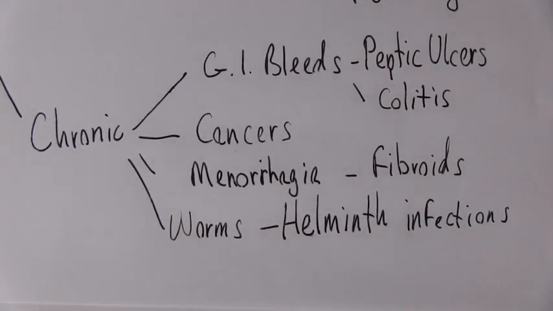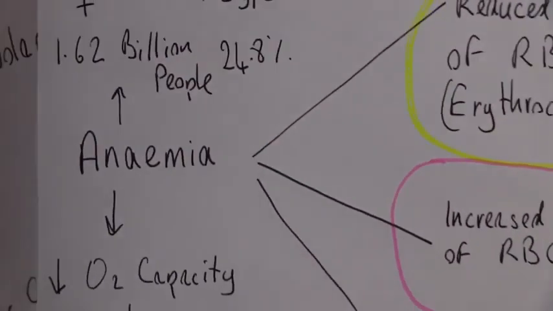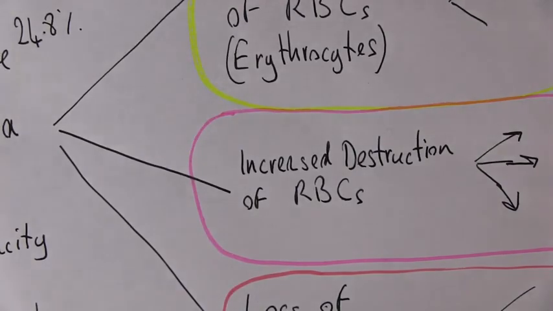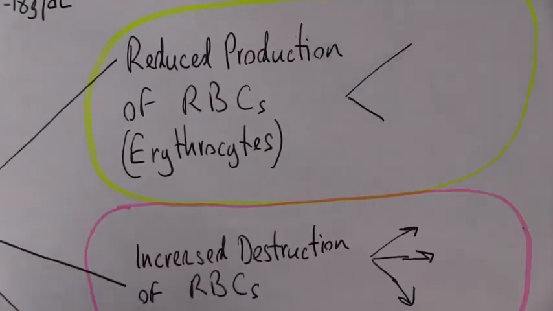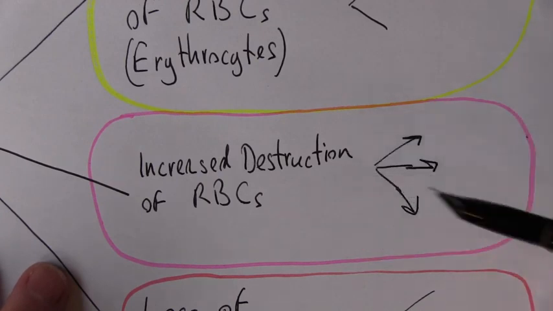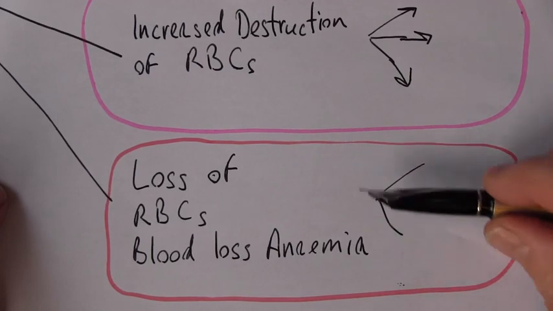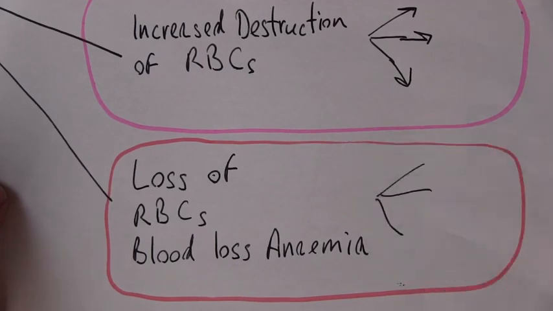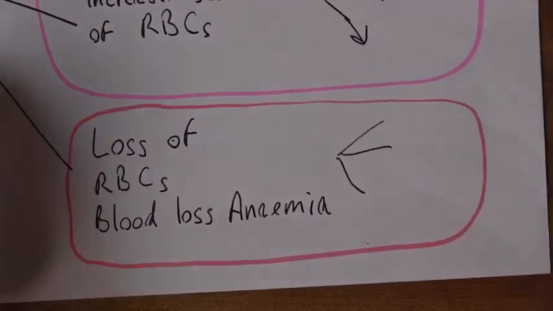So there we see these categories. Anemia caused by reduced production of red cells, increased destruction of red cells, and blood loss anemia, hemorrhagic loss of blood cells. So quite easy to remember. In anemia, there's not enough cells produced, there's too many cells destroyed, or the red blood cells are lost.